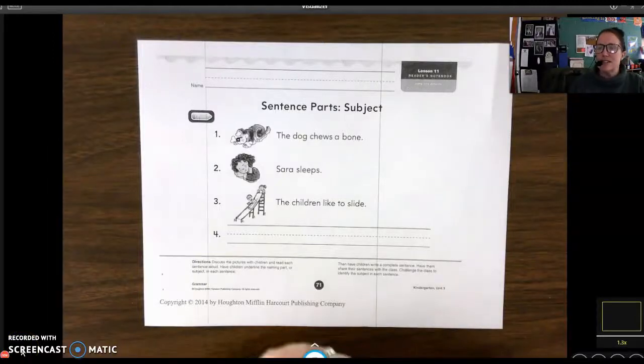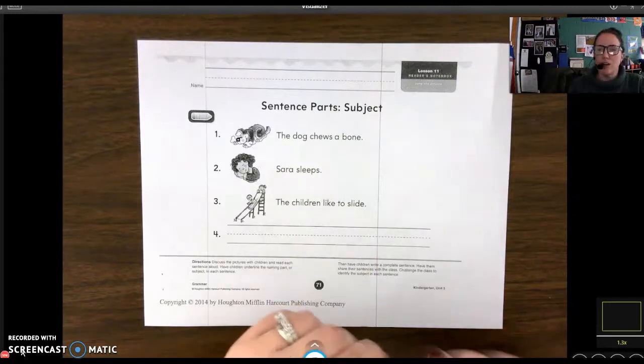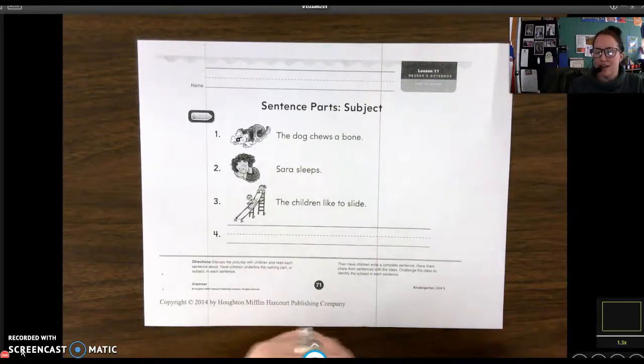Hello, boys and girls. Today we're going to be talking about some of the different parts of a sentence. The different words used in a sentence each have a different name for that kind of word. So today we're going to be talking about subjects. The subject is what your sentence is about, okay?